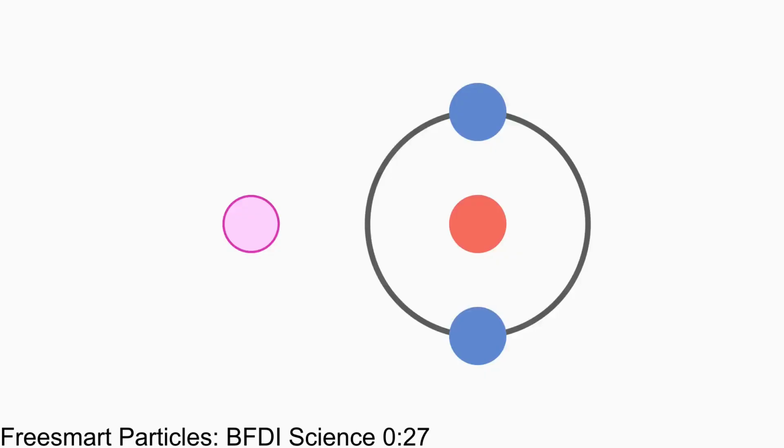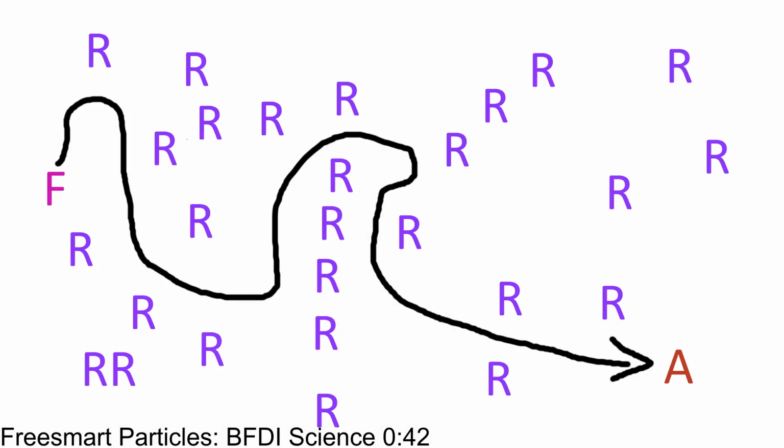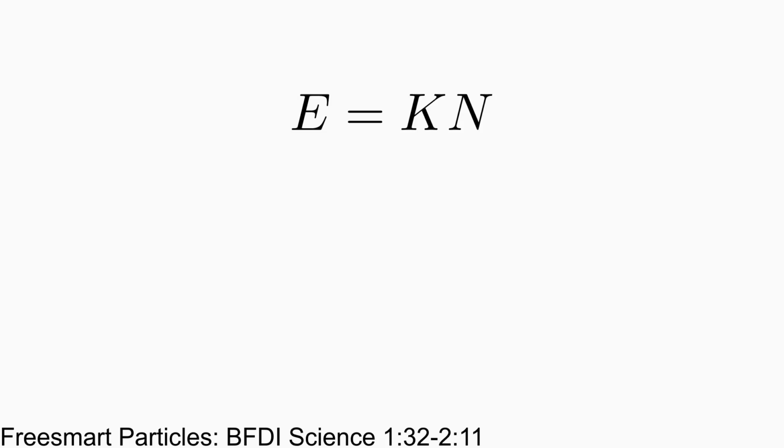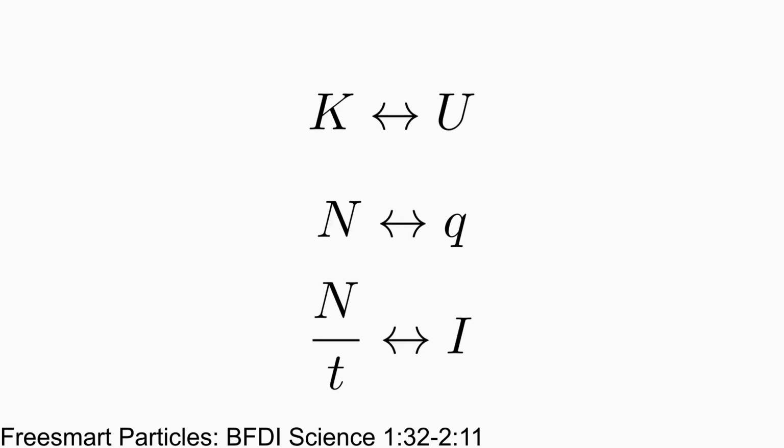These particles are not attached to an atom, so they are free and they know how to get to the attractor without being close to particles that repel them, so they are smart, hence the name Freesmart. The energy that a group of Freesmart particles carry is the average kinetic energy of the Freesmart particles times the number of Freesmart particles. And power is the product of the average kinetic energy by the number of Freesmart particles that pass through a wire per unit of time. You can think of the average kinetic energy, number of particles, and number of particles per unit of time as being similar to the tension, charge, and current respectively.